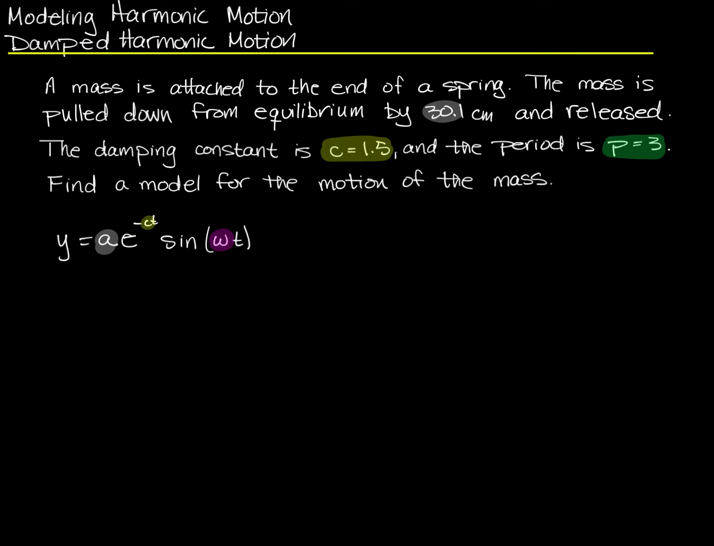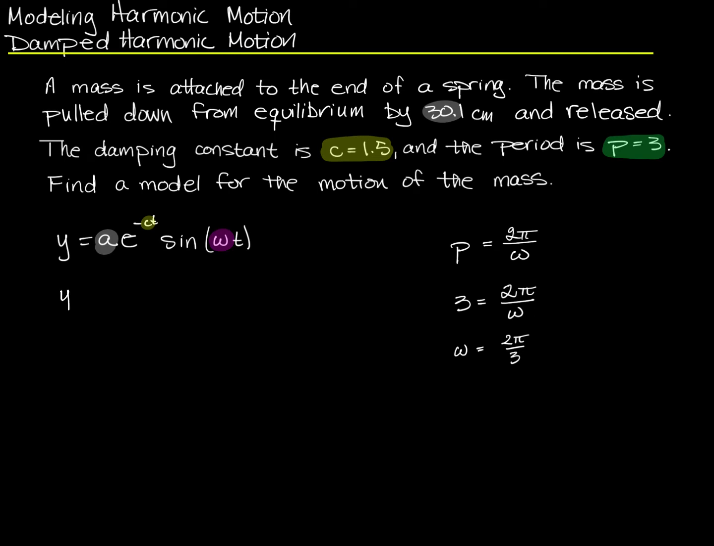We know the period, so we're going to use the formula. Period, you could of course use just P for period, is equal to 2 pi divided by omega. I know the period, it's 3. I'm looking for omega. So let's multiply both sides by omega and divide both sides by 3. I get 2 pi over 3. That's omega. That's what goes in here.